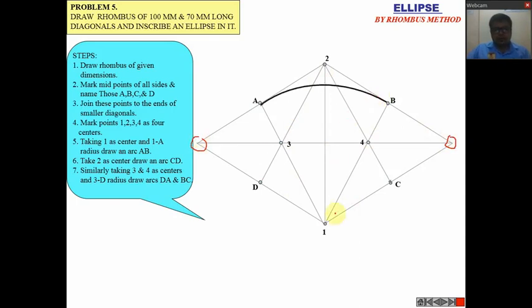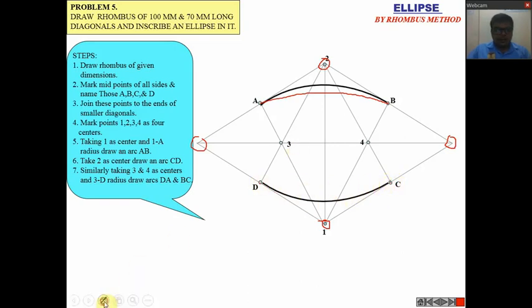So the next step is very simple. Take 1 as a center with your compass, then 1 to A as a radius, and make an arc something like this. The next step, 2 as a center and 2 to C or 2 to D, both of them will be same. So 2C as a radius and make an arc something like this, that will join C with point D.